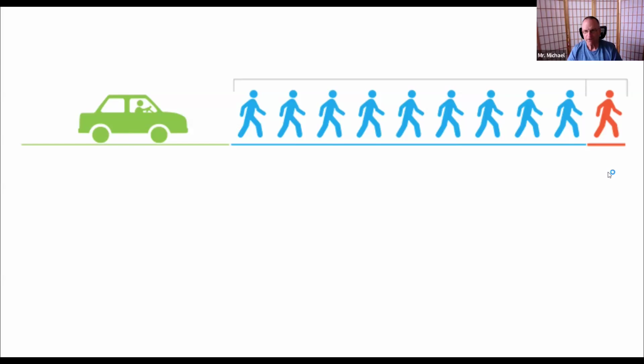So 10 individuals. Nine are blue and one is red. And then you have a green car. I'm trying to figure out the red individual, the one most likely to escape. Is it 9 out of 10 people do this?